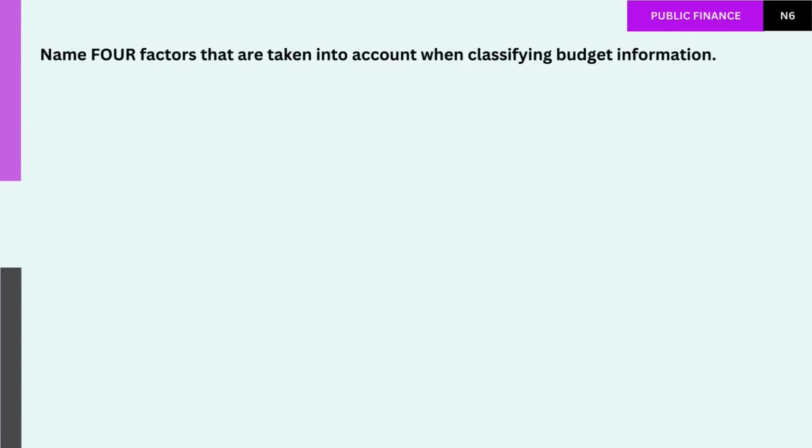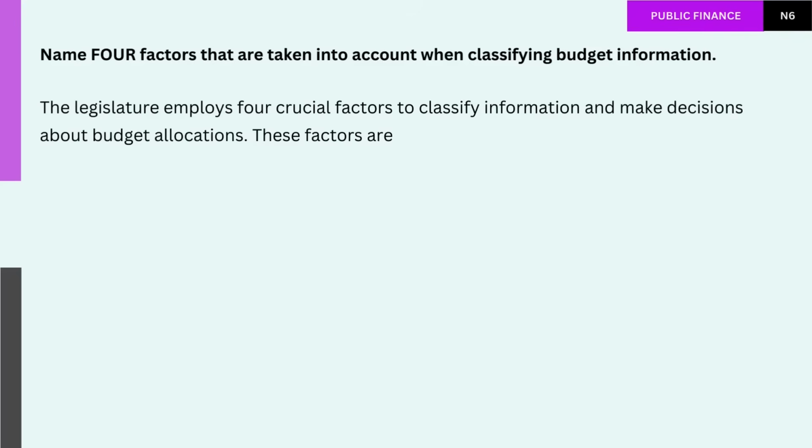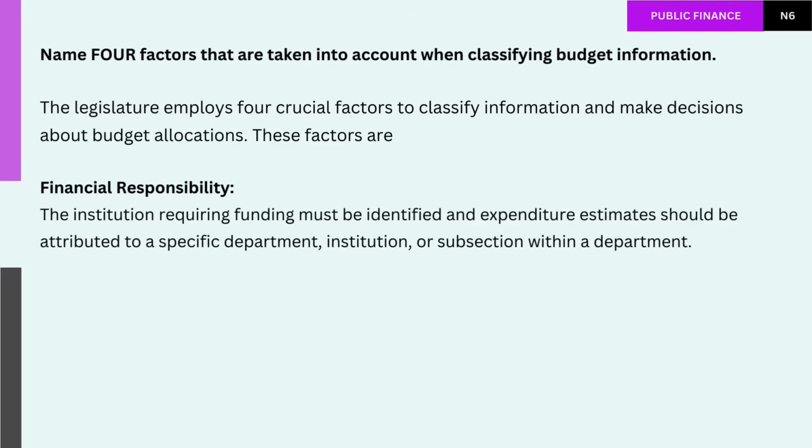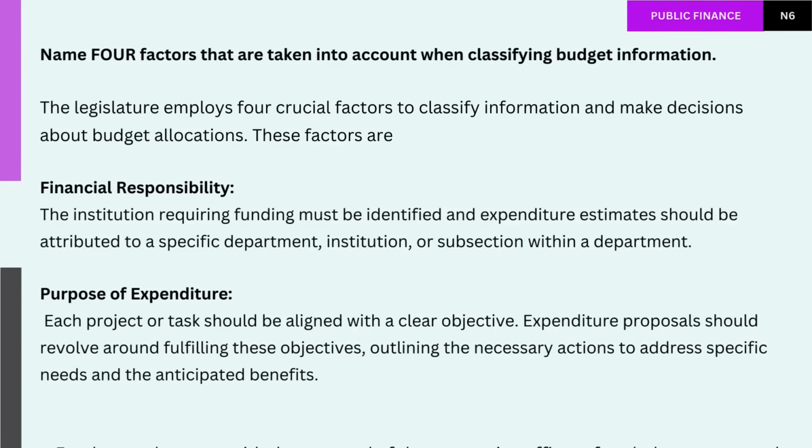Question. Name 4 factors that are taken into account when classifying budget information. The legislature employs 4 crucial factors to classify information and make decisions about budget allocations. These factors are: 1. Financial responsibility. The institution requiring funding must be identified and expenditure estimates should be attributed to a specific department, institution, or subsection within a department. 2. Purpose of expenditure.